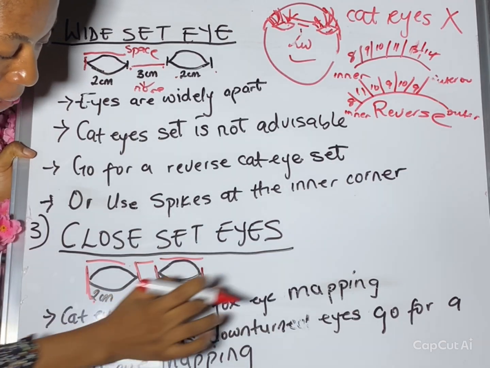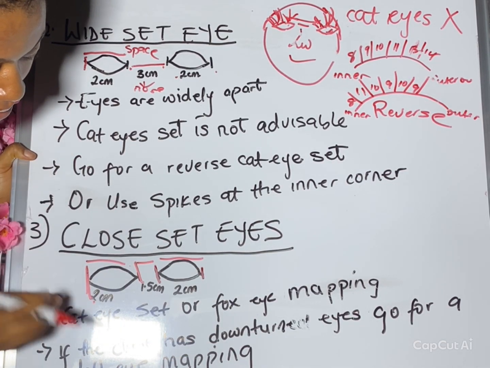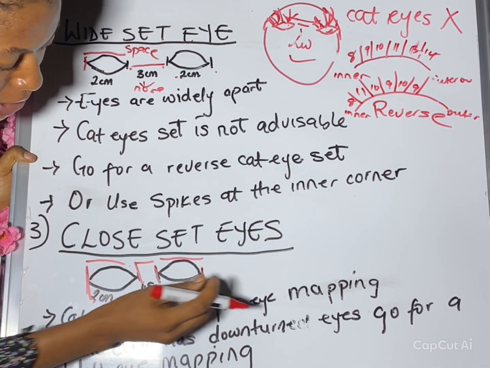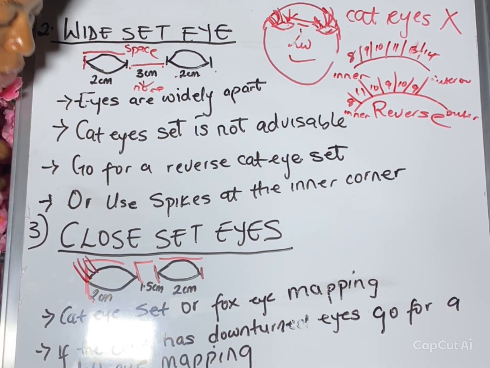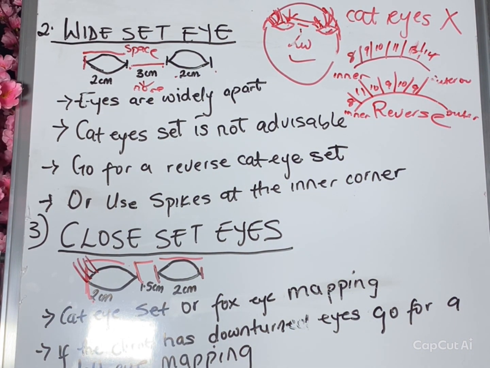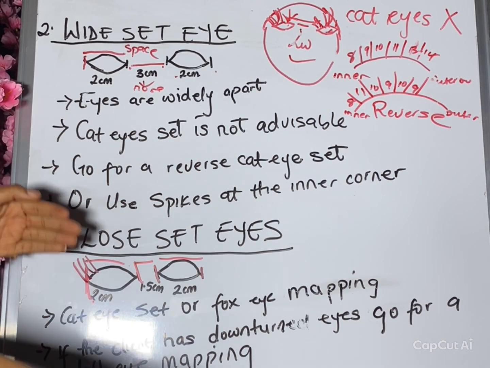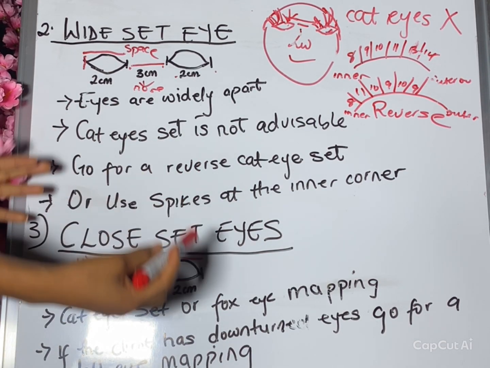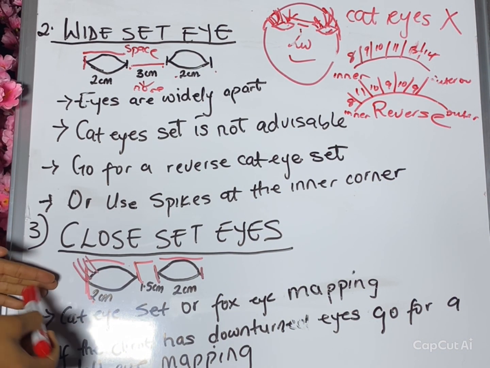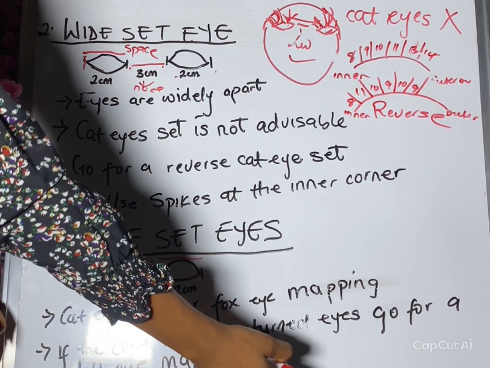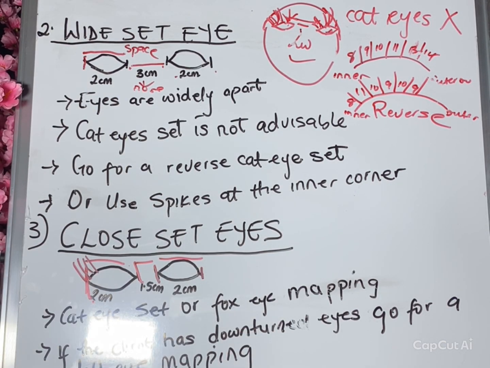So when you do the whole mapping, or you do the whole analysis and you find out your client has close set eyes, you have to go for a cat eye. You go for a cat eye or a doll eye, a doll eye in cases where your client has a downturned plane. So if your client has downturned eyes, you always go for a doll set, not a cat eye. But for close set eyes, cat eye mapping is the best to use.